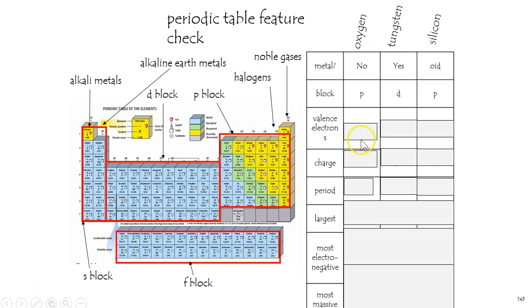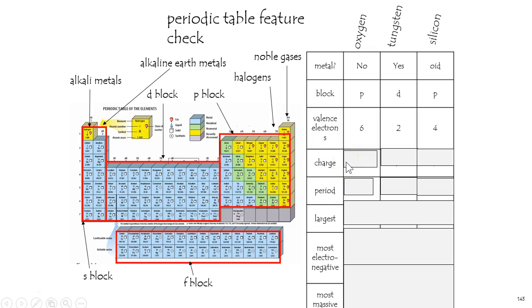How many valence electrons? Well, on the periodic table that I give my students, it lists it directly, but you might know it from just the organization of the periodic table. Oxygen, 6. Tungsten, for this entire block, it's technically only 2 because of these s electrons, and then it goes in a shell for those. Silicon, 4.